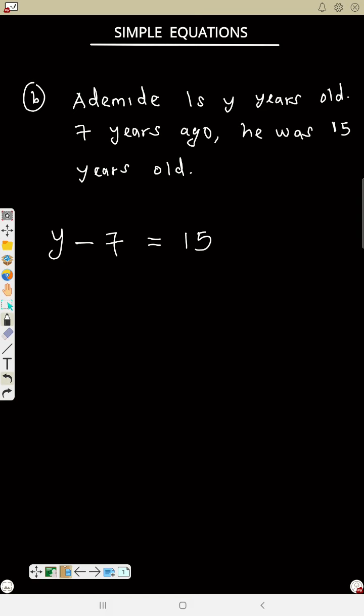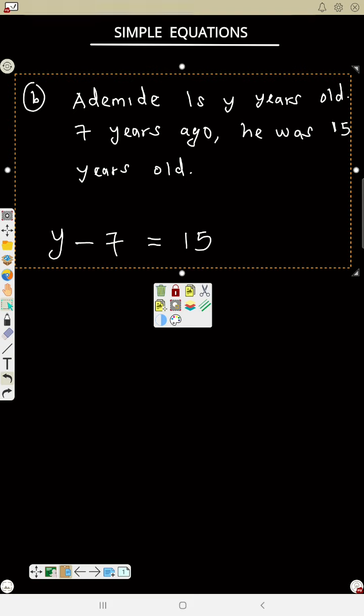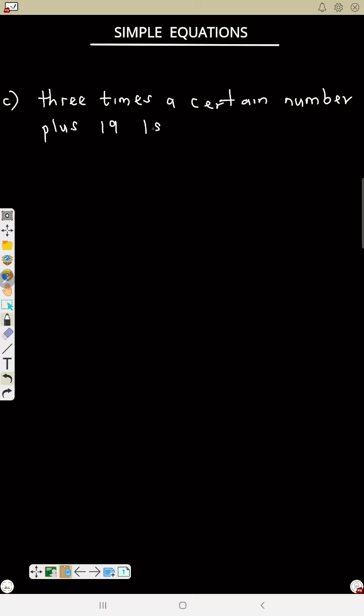Let's see another one. Three times a certain number plus 19 is equal to the number plus 28.